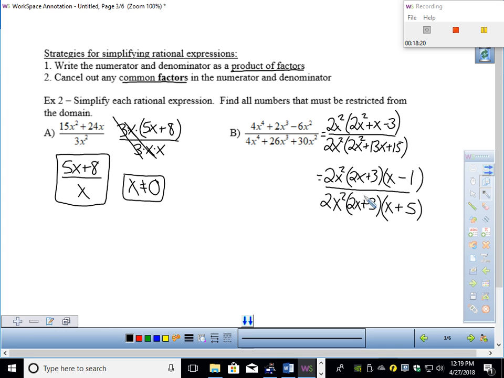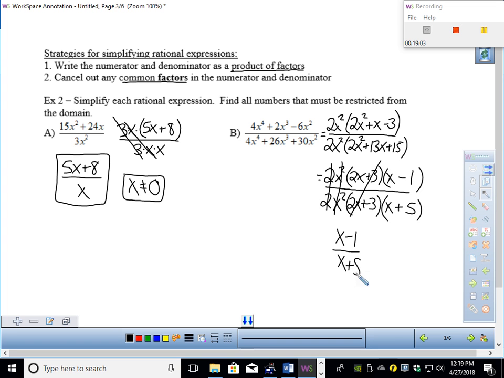Now that we've got it in the form we want, we can start thinking about common factors. The 2's, absolutely. Both factors of x, absolutely. 2x plus 3's, no doubt about it. And so what that would leave me with at this stage is x minus 1 over x plus 5.